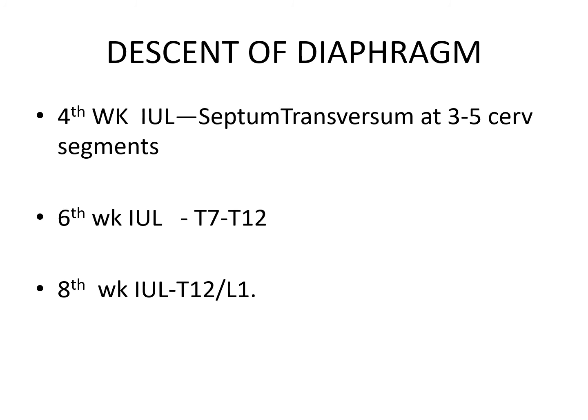Now, the descent of the diaphragm is contributed by the elongation of the neck, descent of the heart, and expansion of the pleural cavity. By the fourth week of intrauterine life, the septum transversum lies at the 3rd to 5th cervical segments, and by the sixth week of intrauterine life, the diaphragm descends and lies opposite to T7 to T12. Then by the eighth week of intrauterine life, the dorsal part of the body of the embryo will grow rapidly and it reaches the level of T12 L1.